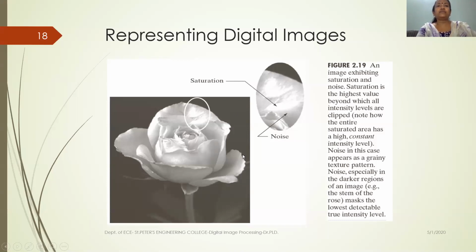Like this, we are observing, based on the shades and intensities, the different values of the pixels it has, representing a digital image. It depends on gray level intensities changing from point to point, based on its saturation and based on noise, it has its own variations in its intensity values.